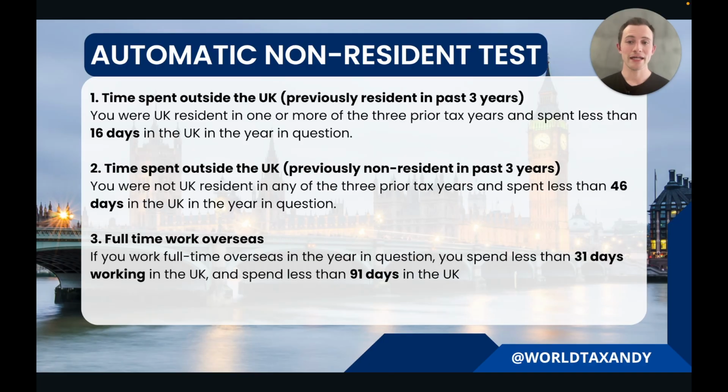The next one is time spent outside the UK when you were non-resident for the past 3 years. Specifically it says that if the individual was a non-UK tax resident in the 3 prior tax years and they spent less than 46 days in the UK in the year in question, then they'll automatically be a non-UK tax resident. So you can see that the rules are already slightly more favourable if you've been non-resident previously. So again, this keeps it simple and there's nothing else to be considered if you were previously non-resident for 3 tax years and you spend less than 46 days in the UK.